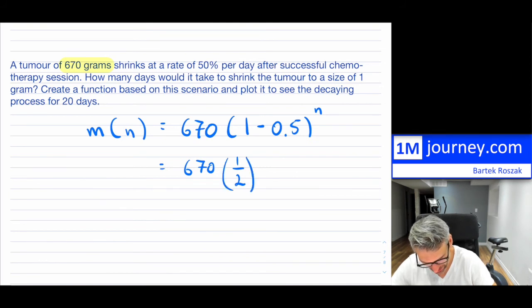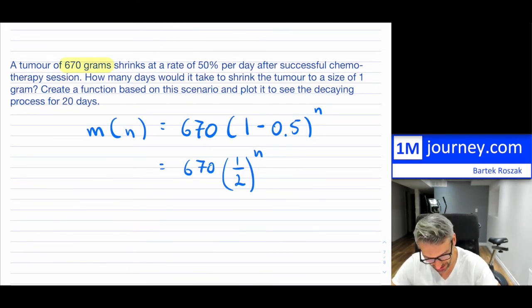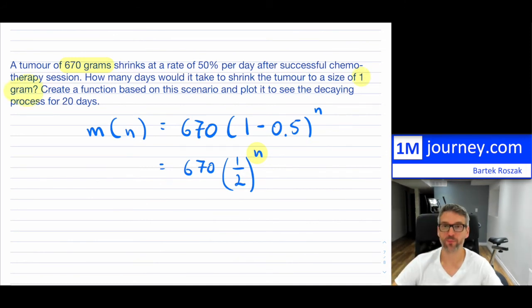Okay, so I'll write it like this. You can write 0.5 if you like. And now the question is, we want to know how many days. If we want to know how many days, we actually have to solve for this N. And they're asking us, how many days would it take to be 1 gram?